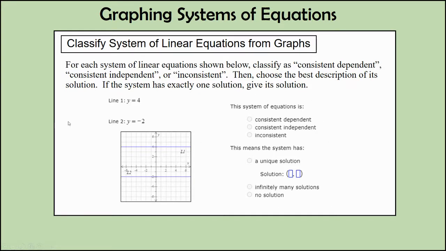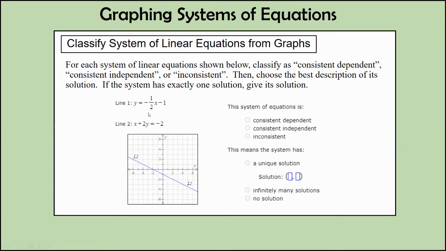Okay. So this first one, y equals 4, is a horizontal line going through the y-axis at 4. Y equals -2, horizontal line going through the y-axis at -2. Horizontal lines are parallel to one another. Therefore, there is no solution, which makes it an inconsistent system. No solution, inconsistent.